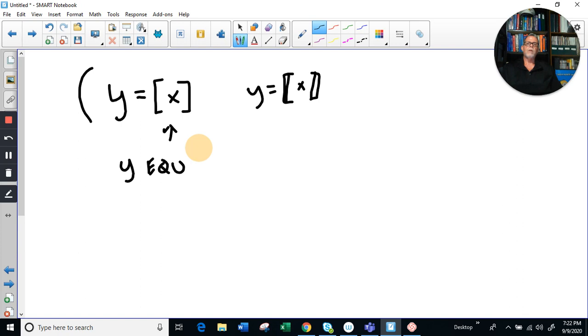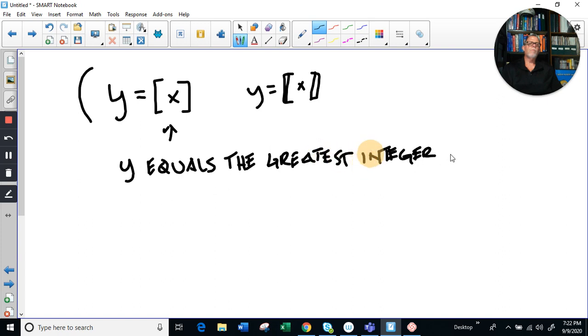All right, there we go. y equals, and I wanted to put quotes up here, but it doesn't want to let me. The greatest integer not greater than x. All right, that's what this means. y equals the greatest integer not greater than x. That's when we have that bracket or a double barred bracket. That's what it's going to mean.